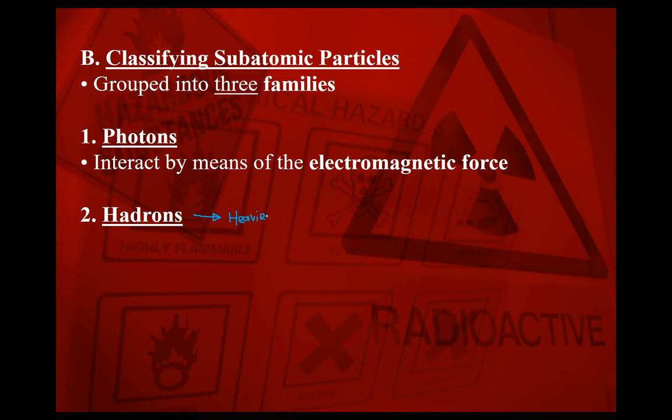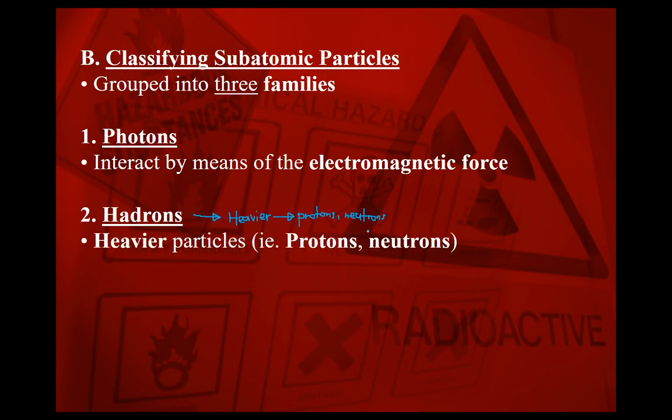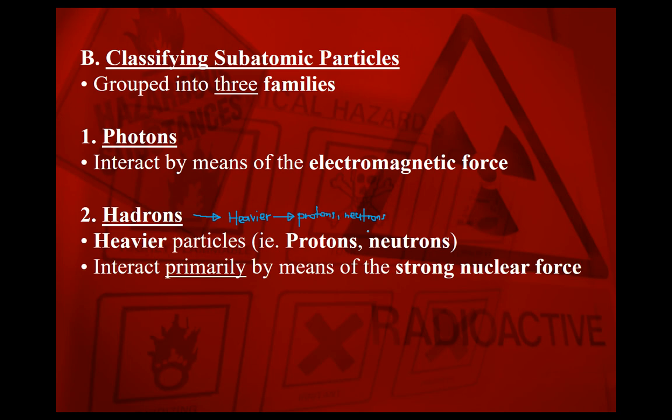So I think of your heavier subatomic particles. What are the heavier subatomic particles we're talking about? I'm thinking like protons and neutrons, in comparison to the mass of an electron or a neutrino, much larger mass. The hadrons, yes, are heavier particles. Heavier particles like protons and neutrons interact primarily by means of the strong nuclear force.